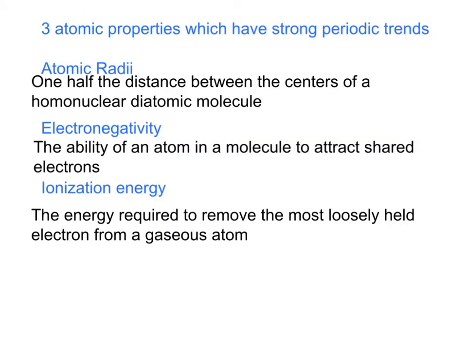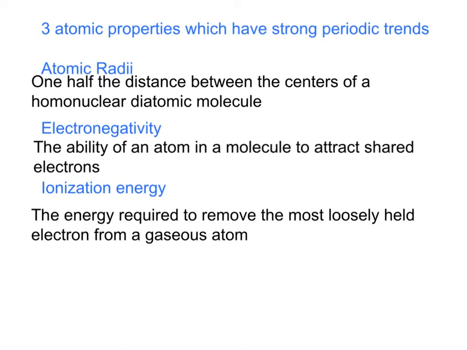So we're going to look at three properties that atoms have that have strong periodic trends, which means that they kind of change in a trending fashion as we move across the periodic table or up and down it. And the first one is the atomic radii or atomic radius. And the book definition is this is 1/2 the distance between the centers of a homonuclear diatomic molecule.